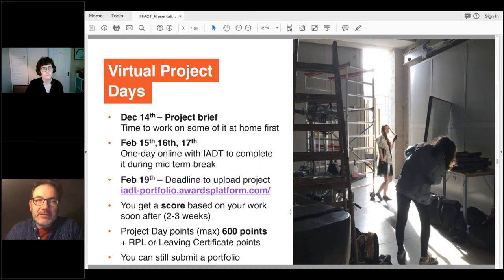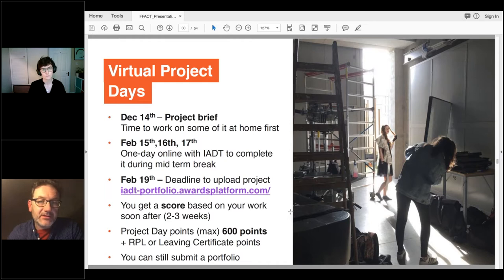Yeah, I've just put a slide up there with some of the details that Fiona was talking about, just to bear in mind that the project day is not available for film or television. Animation is included this year, but again, I'd like to stress that you can do both or either, and the portfolio is still the main way to get in, but the project day is another way for you to test the waters and see how you get on.